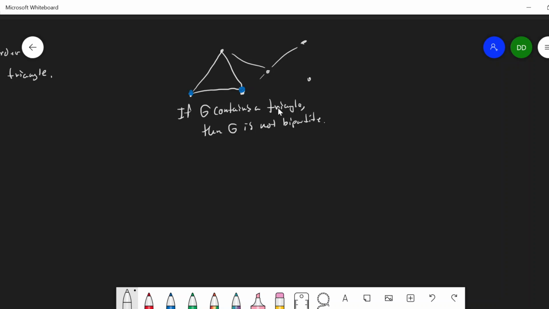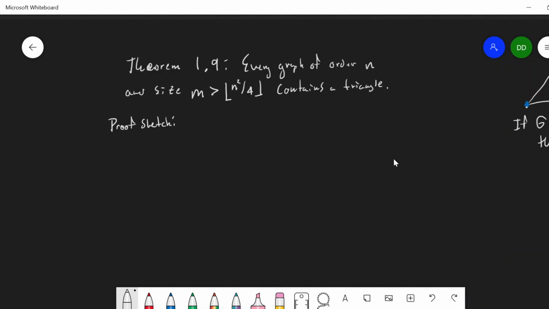Now we know from Theorem 1.8 that every bipartite graph has size at most n squared over 4. So if the size of our graph is at most n squared over 4, it's possible that we don't have a triangle in the graph, because we know there are bipartite graphs there. What this theorem is getting at is that if our size is bigger than n squared over 4, then not only are we not bipartite by Theorem 1.8, but also we contain a triangle. So there's something going on here between bipartite graphs and the existence of triangles in the graph.